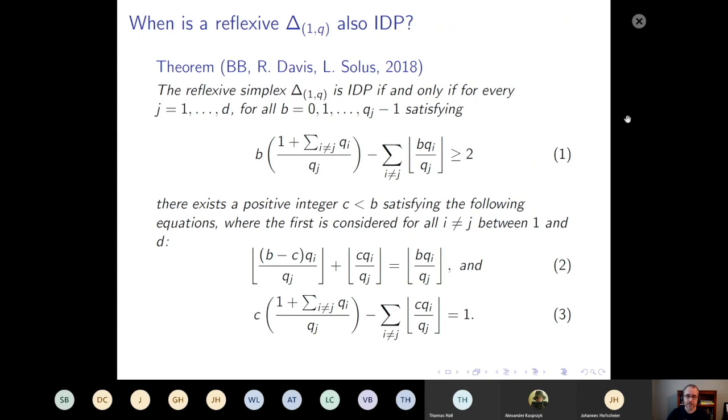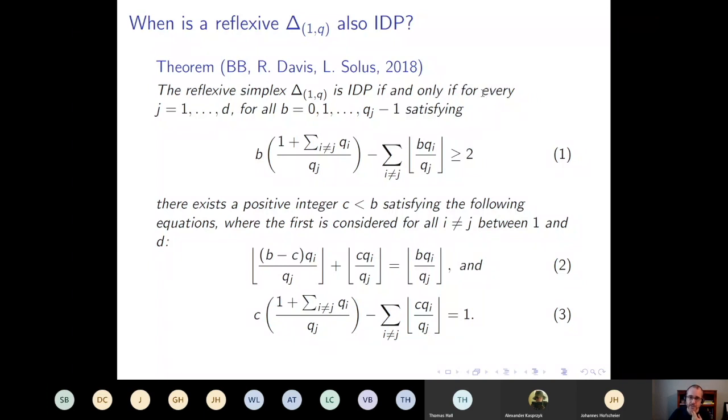Okay. So we should ask, how do we actually detect this? We know that the reflexive condition can be tested by a simple arithmetic division condition. The IDP condition is a little more complicated. If you start with a reflexive simplex delta 1 Q, it is IDP if and only if the following holds. I often skip the details of this page, but I want to talk through it a little bit to give some context of what's going on.